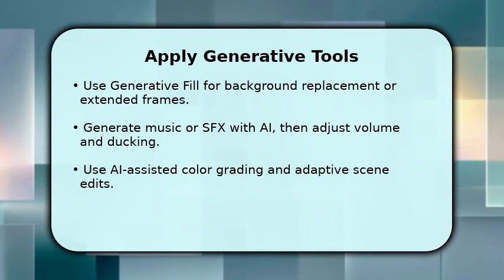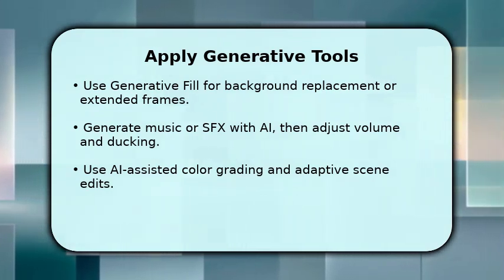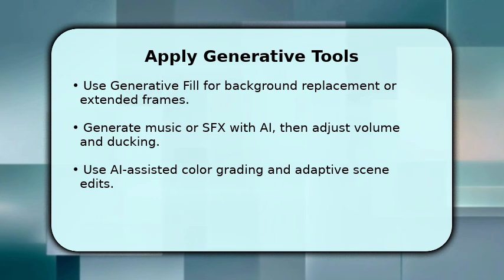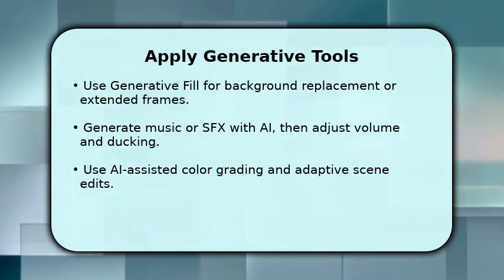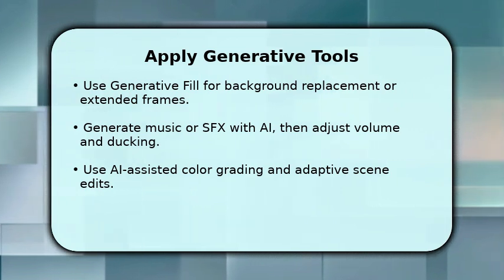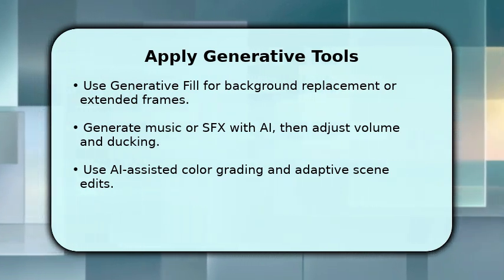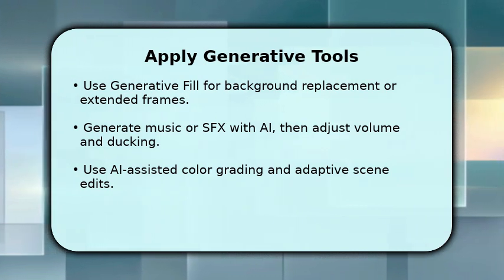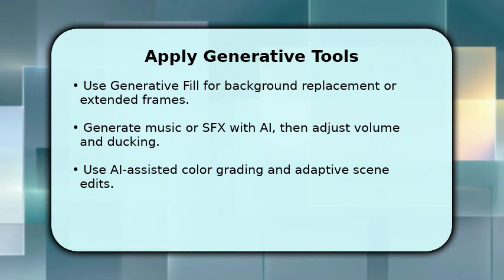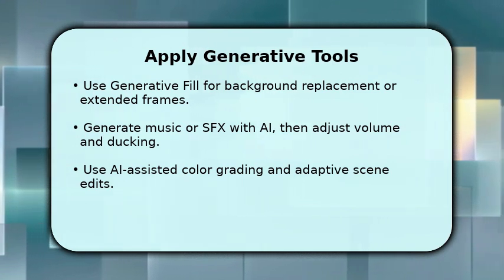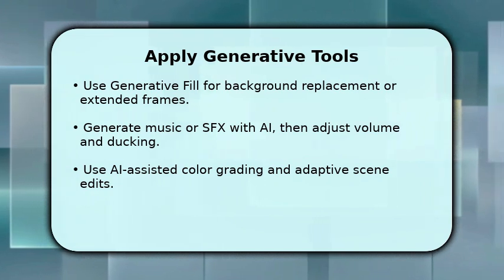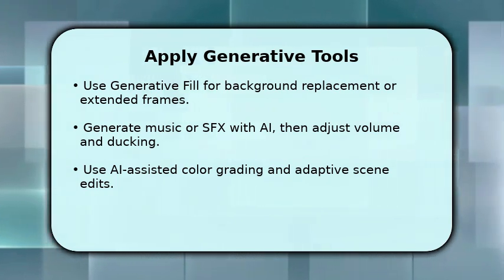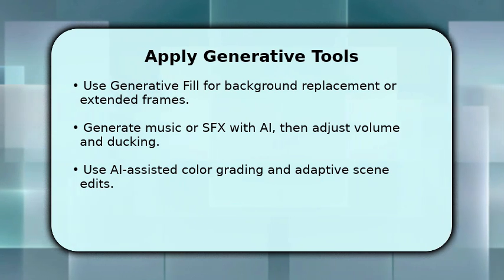Now you'll apply the core generative tools to actual clips. Start with generative fill or similar tools for background extension or unwanted object removal. Paint or mask the area and refine the seed until the result matches the shot. Then generate music or ambience, import it, and set proper levels with sidechain ducking against dialogue. Finally, run AI-assisted color grading per scene and tweak contrast and skin tones manually. This hybrid approach preserves intent while speeding routine adjustments.